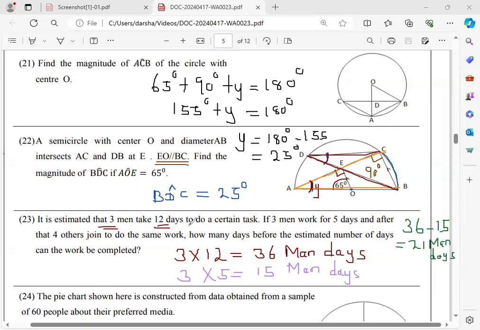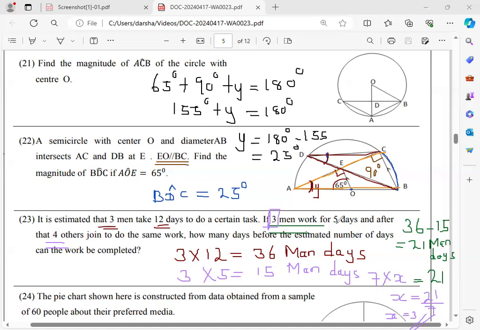Here you see, 3 men take 12 days means totally we have 36 man days of task to be performed. After 5 days, 15 man days of task has been completed because 3 men worked for 5 days. So remaining is 21 man days. To complete that, now totally 7 people are assigned. Earlier there were 3 men, now additionally 4 others join, which means 7 people. In how many days can they complete it? Let's take X as the number of days. So X is equivalent to 21 divided by 7. X is equivalent to 3.